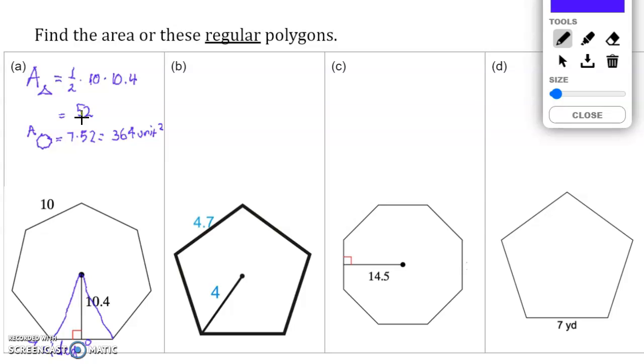Yes, you could have used the formula: area is going to be apothem times side length times n divided by 2. But it would be far better if you understood where the formula comes from, because then you don't have to memorize yet another formula. All right, so then what about B, C, and D? Well, we're going to come back to this. So before we do that, let me show you something else.